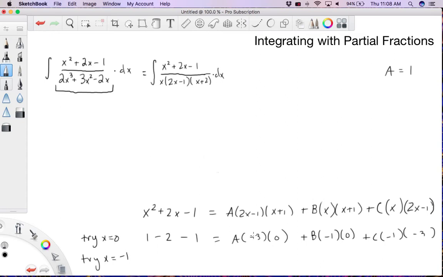So we have no a's, we have no b's, and we have 3 times c equals, I think this is negative 3? No, it's negative 2. 1 minus 2 is negative 1, minus 1 is negative 2. Okay, so c is going to be negative 2/3. It's a fraction, but that's alright.